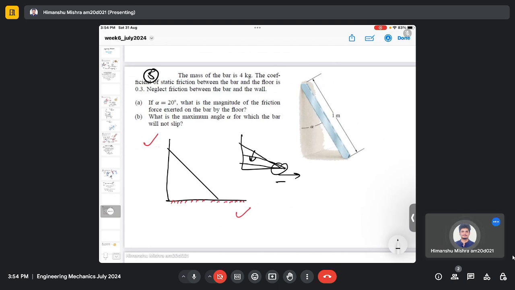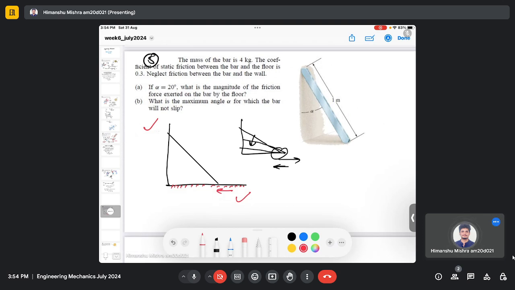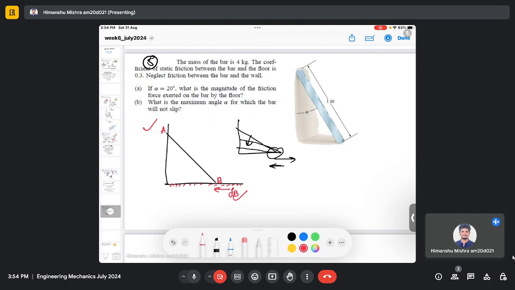So there will be a friction in the left direction. Here the friction force direction is towards left. Here it is FB, this is point B, and let's say this is point A. And since there is a friction force, there will be a normal reaction also, NB. Then we need to consider the weight of the bar, which is 4 kg. And here we have a normal reaction force NA, at an angle alpha.